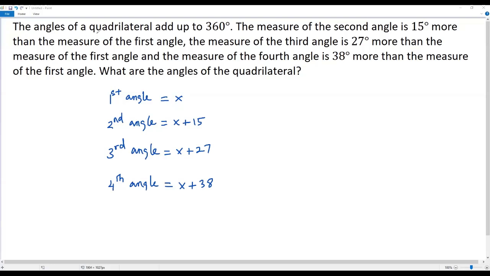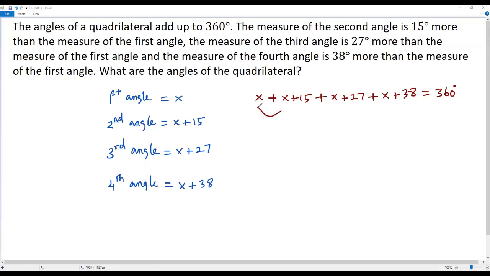The question clearly says the angles of a quadrilateral add up to 360 degrees. That is, the angle measures we have over here will add up to 360 degrees. Okay, let me add them all. The first angle measure is x, the second one is x + 15, the third one is x + 27, and the fourth one is x + 38. Now I have added all four angles of the quadrilateral, so they all must add up to 360 degrees. Now we have to solve for x in this equation. Once I solve for x, I'll get the measure of the first angle. Using the value of x, I can get the measure of the second, third, and fourth angles.